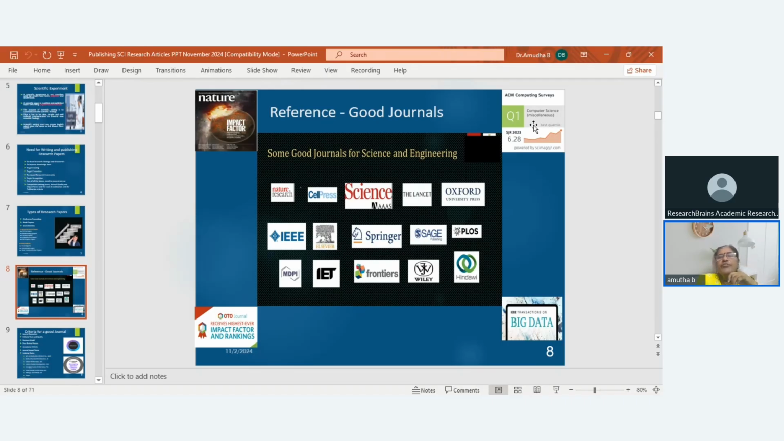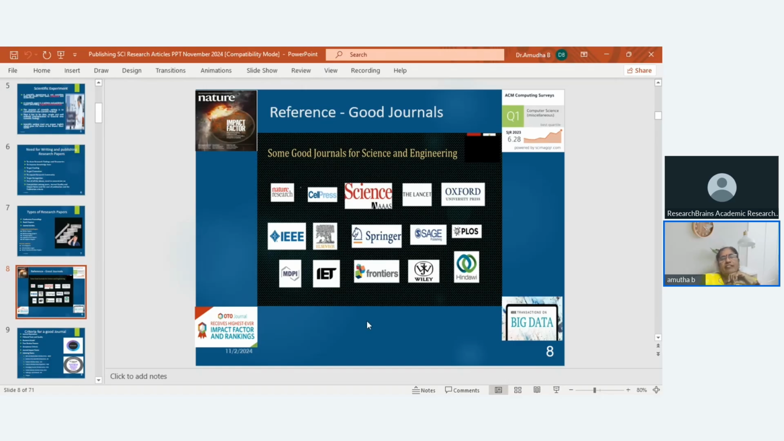You can see ACM Computing Surveys here. Nature has a high impact factor, and IEEE Transactions are in different domains: IEEE Transactions on Big Data, on Computer Networks, on Systems, Man and Cybernetics, and on Parallel and Distributed Systems. Like that, we have lots and lots of journals, including electrical power systems. Springer also has a number of journals, and Elsevier provides a lot of guidance on how to publish good academic and R&D content in Elsevier journals.